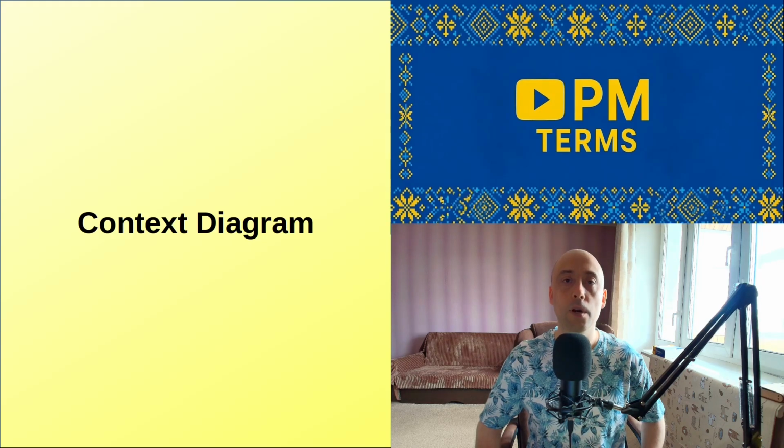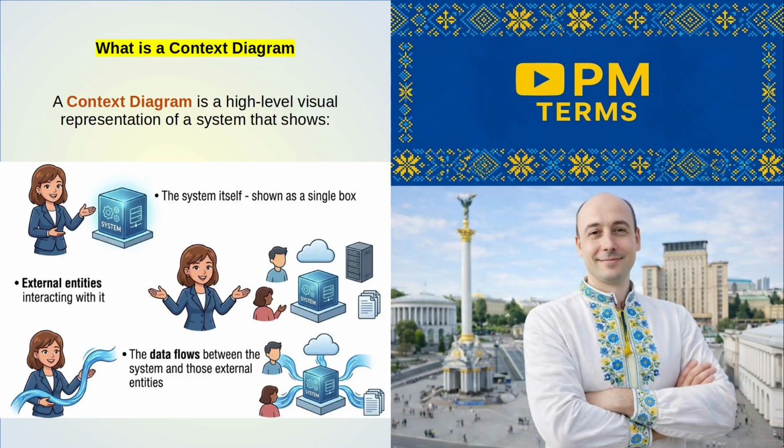Today we will cover what a context diagram is, break down its core components, walk through a step-by-step guide, and point out common mistakes. A context diagram is a high-level visual representation of a system that shows the system itself, shown as a single box, external entities interacting with it, and the data flows between the system and those external entities.